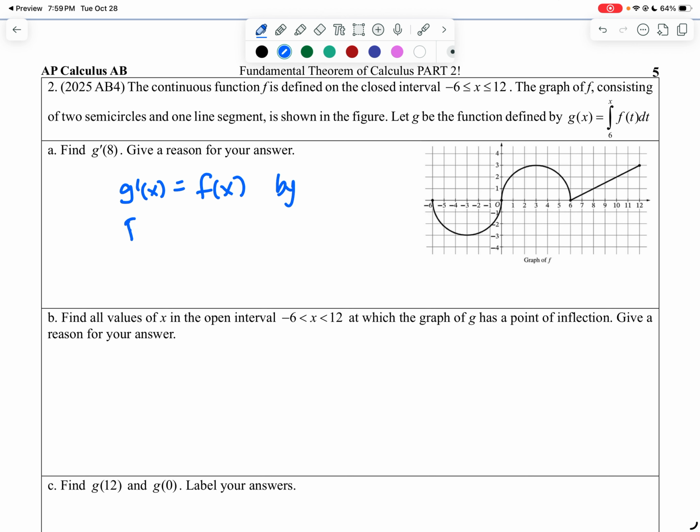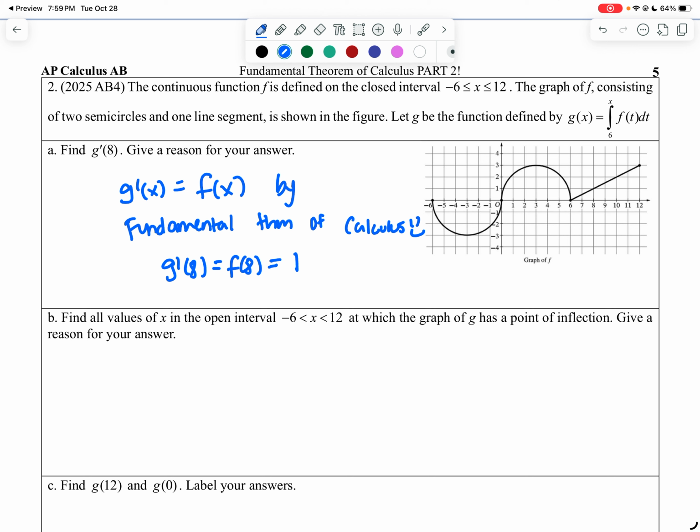By fundamental theorem of calculus. Don't say part 1 or part 2 just because it's interchangeable. So just say fundamental theorem of calculus and they'll be okay with it. So then g prime of 8 is just going to be f of 8, and f of 8 is just 1. And that's it.